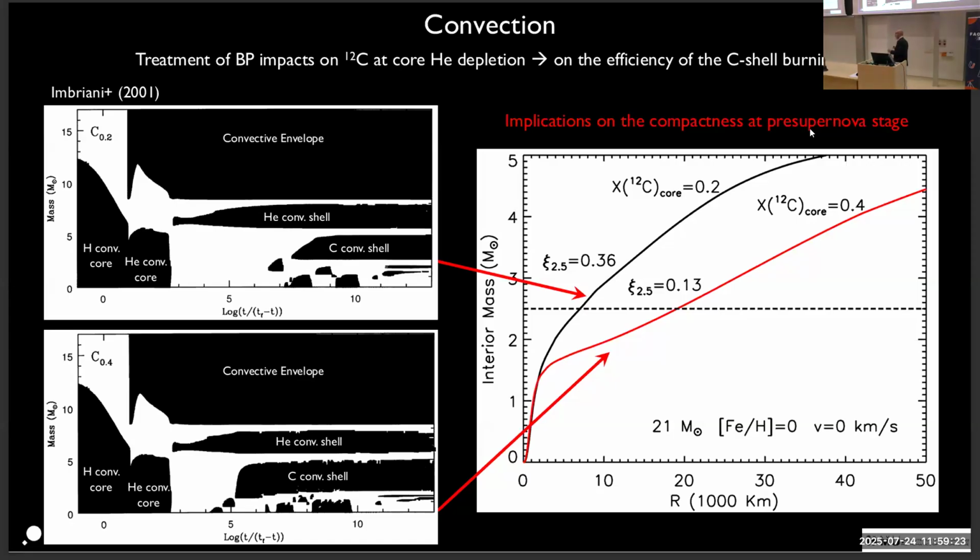Okay, so this impacts directly on the compactness of the star. This is shown here in this plot. You have two models of the same mass, but with two different abundances of carbon in the carbon-oxygen core. And you see that these stars at the presupernova stage have a very much different compactness. And this is due to the different carbon-12 abundance.